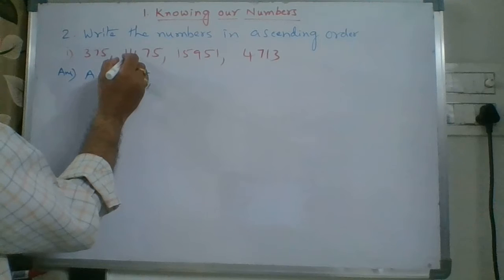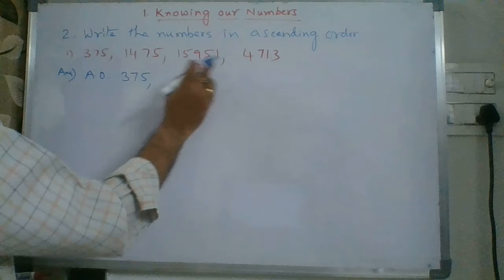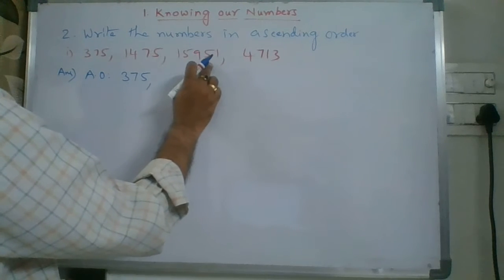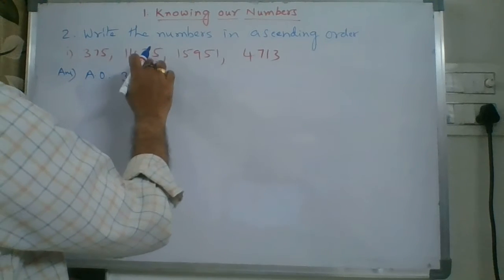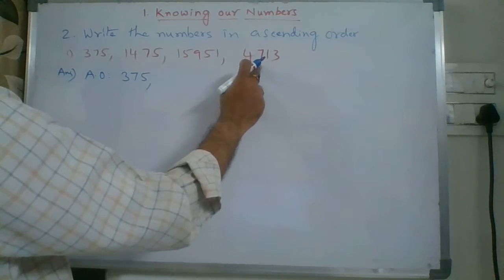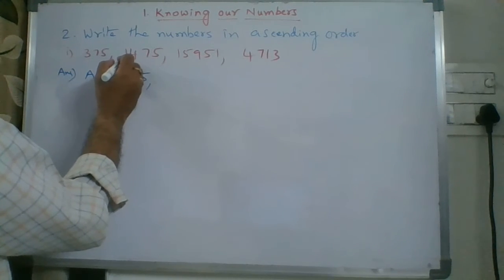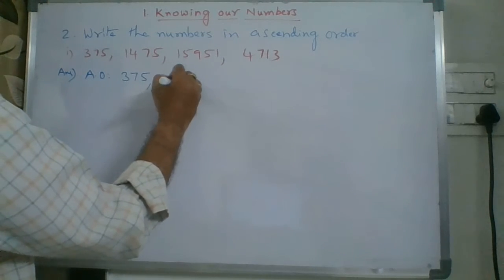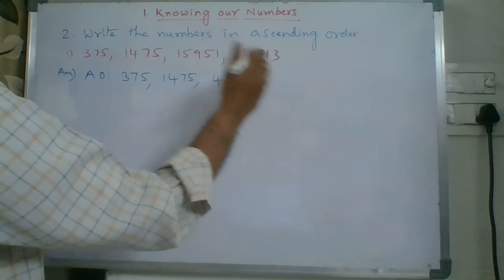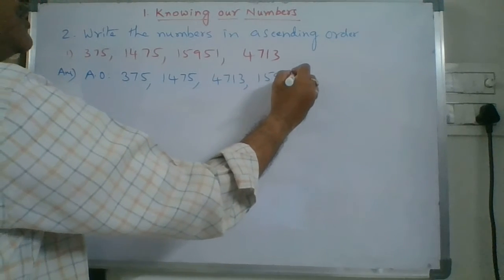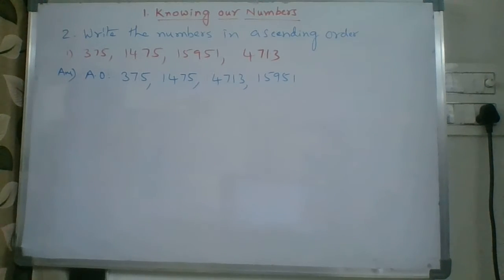Now, in these two, this is a 5-digit number, isn't it? So we compare the other two numbers, 1475 and 4713, and which is smaller? This is smaller because in the thousands place it is 1 and here it is 4. Therefore, we write 1475, then 4713, and the remaining 15,951 is the greatest number. This is the ascending order of the given numbers.